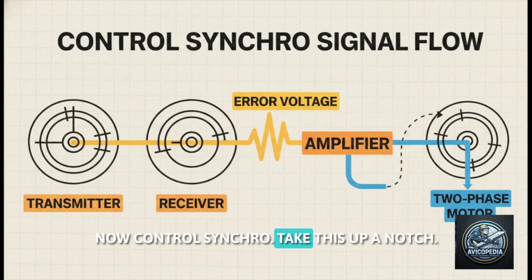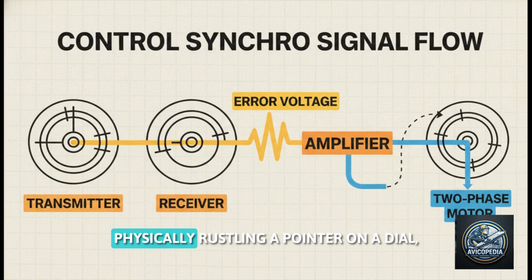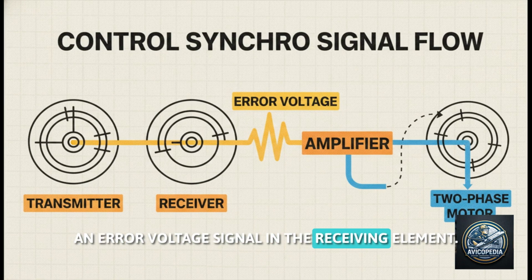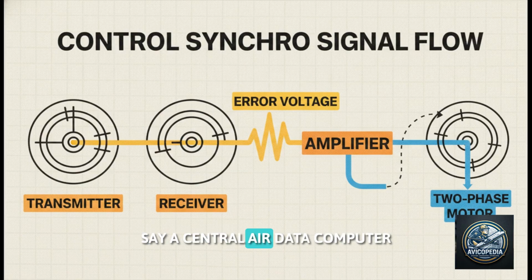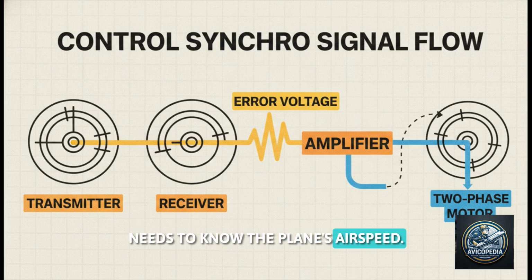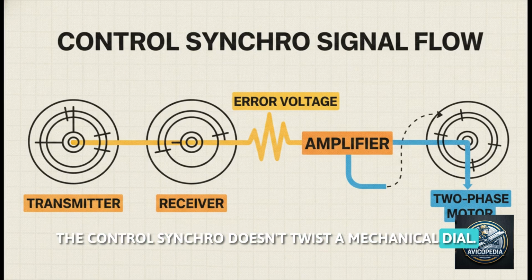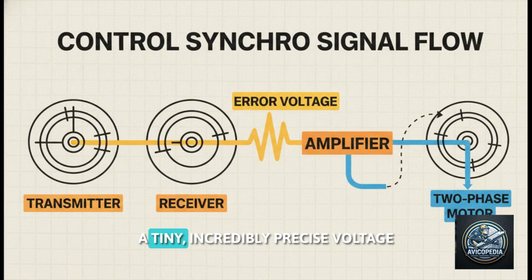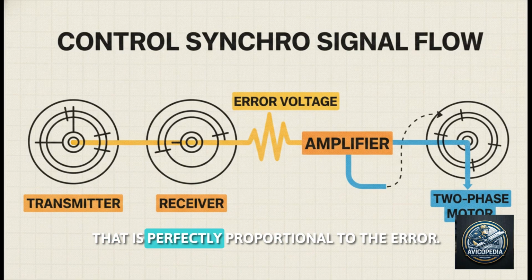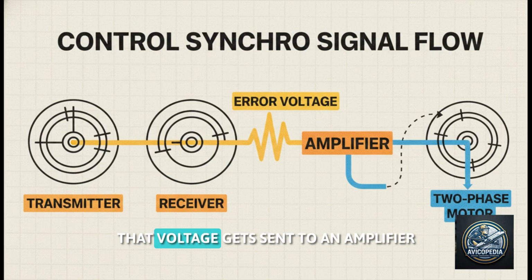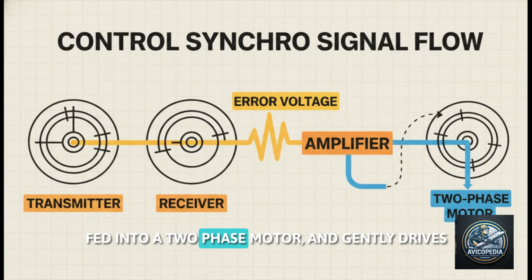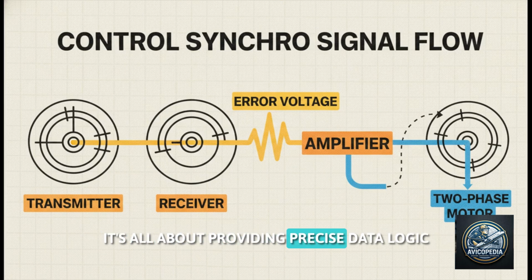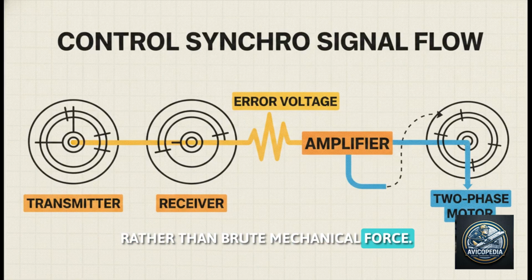Now, control synchros take this up a notch. Instead of wasting energy physically wrestling a pointer on a dial, they're designed to produce an error voltage signal in the receiving element. Say a central air data computer needs to know the plane's airspeed. The control synchro doesn't twist a mechanical dial. Instead, any slight misalignment between the transmitter and receiver generates a tiny, incredibly precise voltage that is perfectly proportional to the error. That voltage gets sent to an amplifier, fed into a 2-phase motor, and gently drives the system back into alignment. It's all about providing precise data logic rather than brute mechanical force.